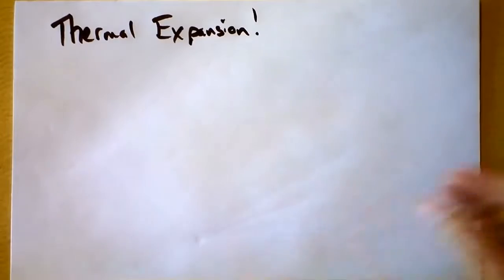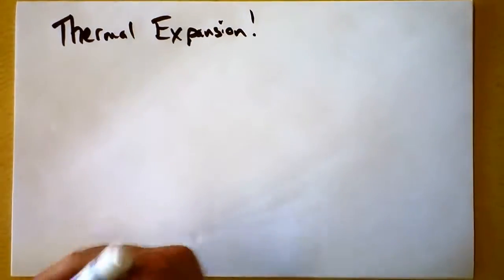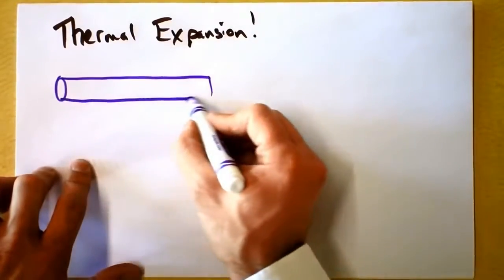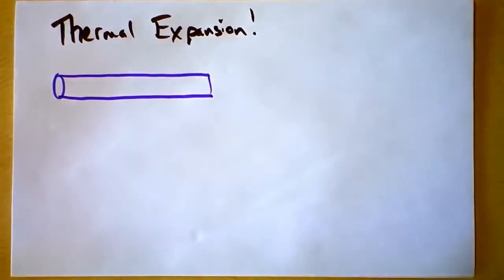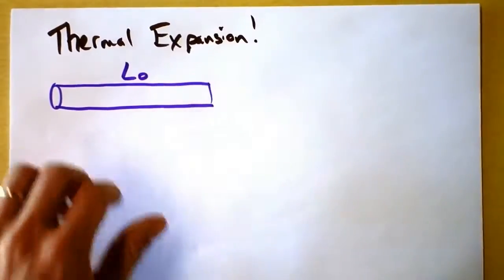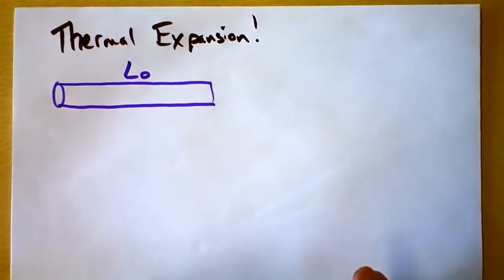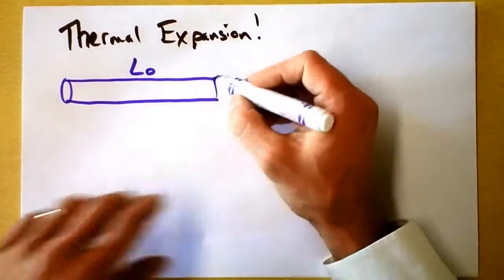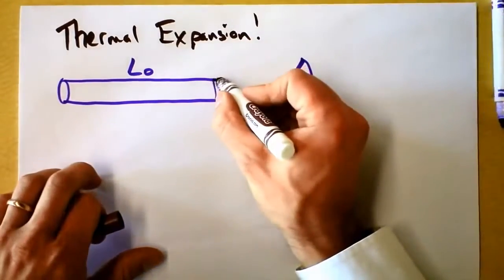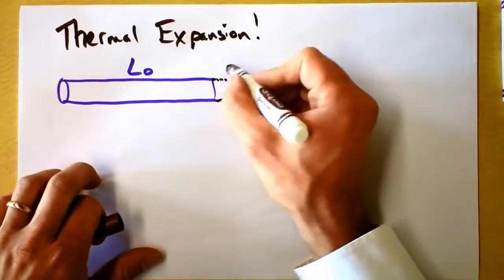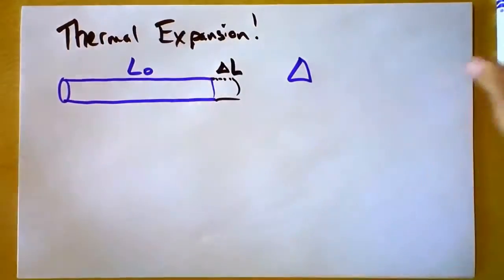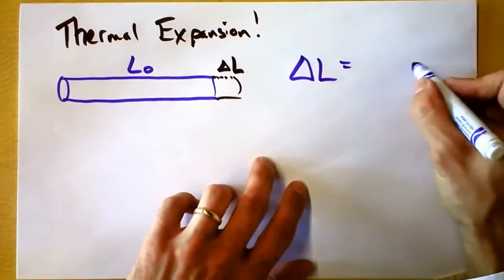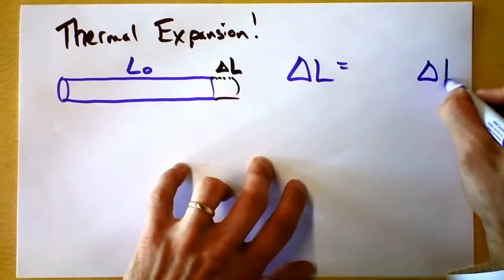You take some stick of metal or something, and let's say that it starts out this long. It's a solid stick of metal, and I want to heat it up, and so I do. The change in length, that's this right here, depends on some stuff. Change in length is going to depend on the change in temperature. That's the first thing that I learned.